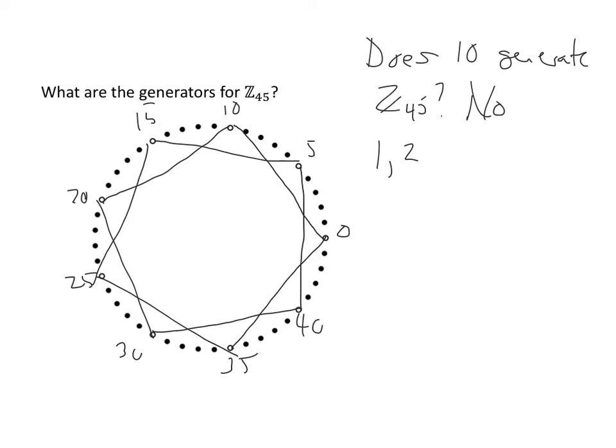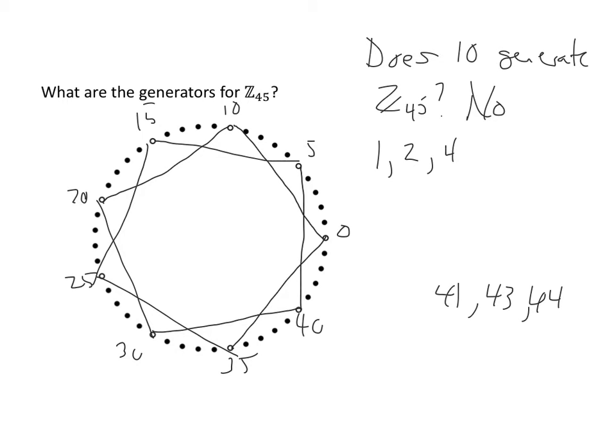Remember, the additive inverse of 1 is the number we add to 1 to get 0. So that would be 44, I'm sorry, 45 minus 1. 45 minus 2 would give us 43. It's going to help me efficiently list these. 3 has a common factor with 45, so it does not generate it. But 4 would, which means 41 would.